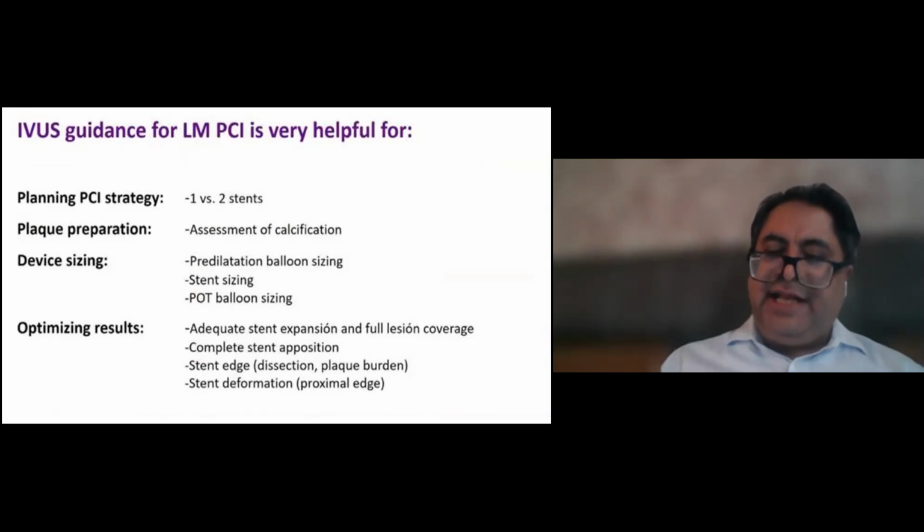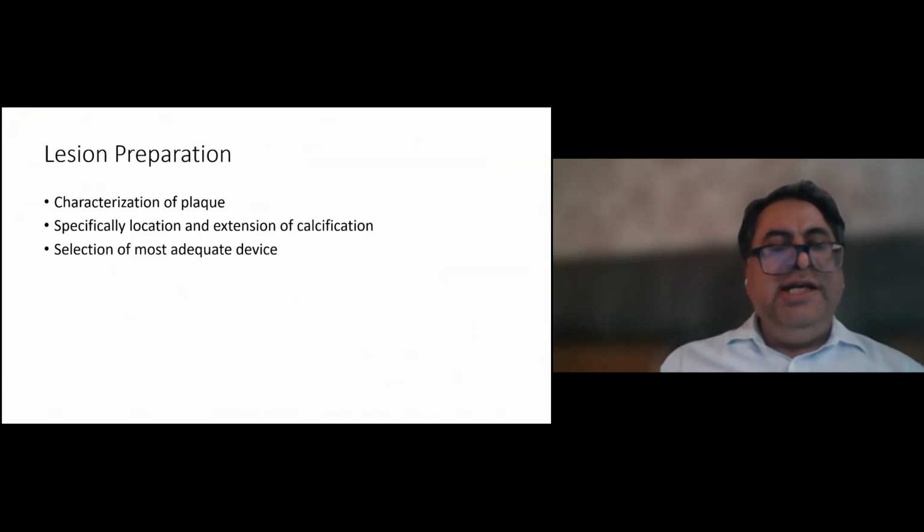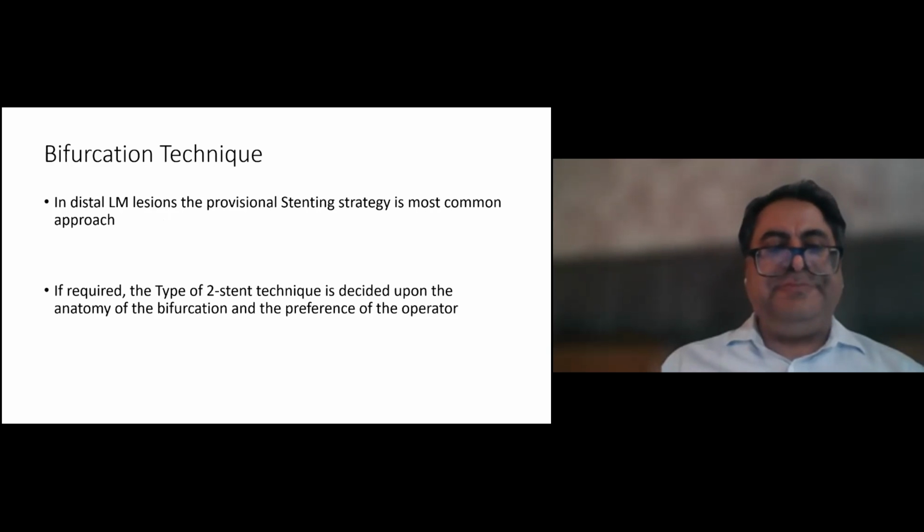We look for complete stent apposition, and at the stent edge whether there is any dissection or residual plaque burden, or sometimes the proximal edge of the stent gets deformed. We can find it out by IVUS and take corrective measures. So in lesion preparation, we can do the characterization of the plaque. We can see whether it's calcified or non-calcified. Specifically, the location and extension of the calcification can be determined, and we can select the most adequate device.